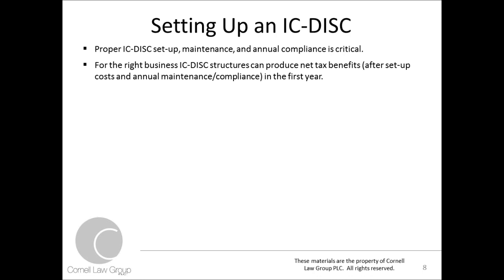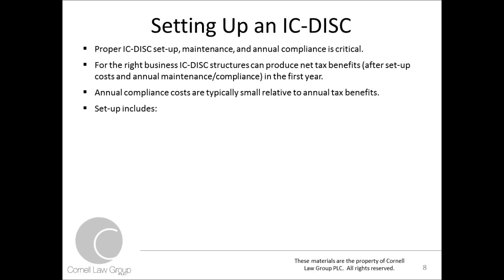For a business in the $200,000 to $500,000 a year in export profits range, I would say it's definitely something that's worth at least looking into. Setup of an IC DISC structure usually begins with an analysis of the benefits and what the most efficient structure would be, and whether or not the business would qualify.